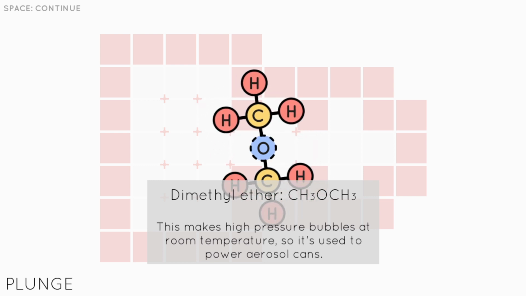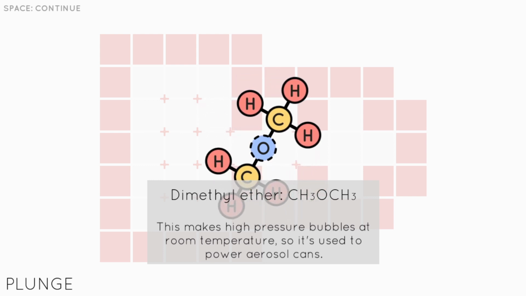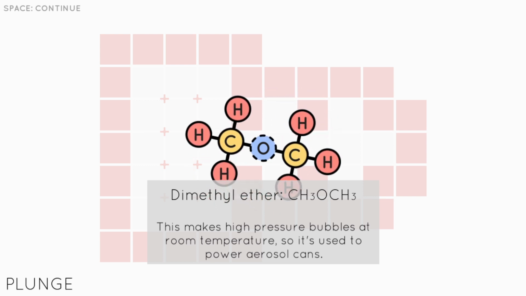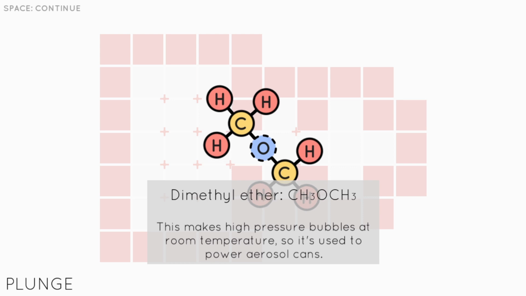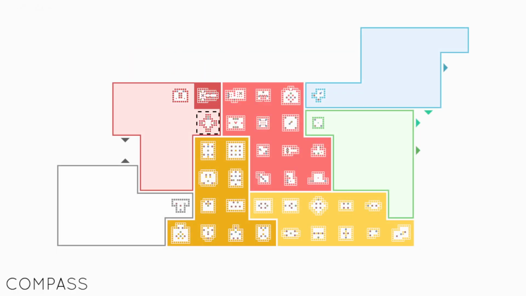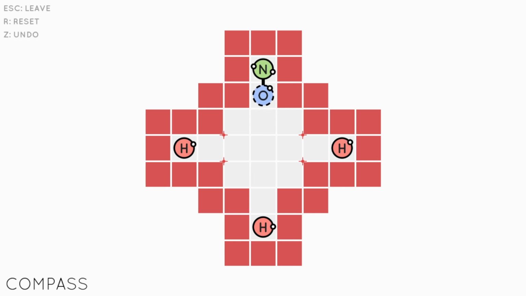Dimethyl ether. Okay, I've heard this in my lessons, but I don't think I had to figure out what this does. This makes high pressure bubbles at room temperature, so it's best used to power aerosol cans. Nice. Cool. Compass. We do in fact have a compass. We want... What is it? Hydroxylamine again? To pull you out.